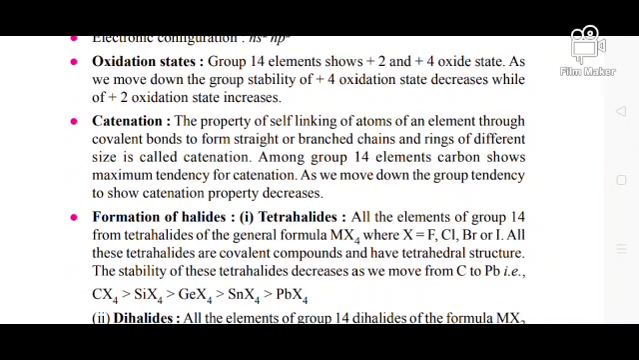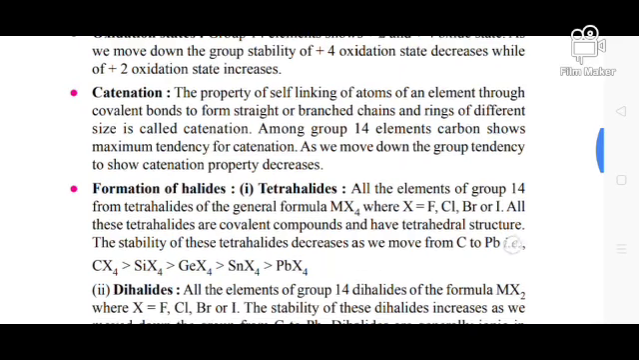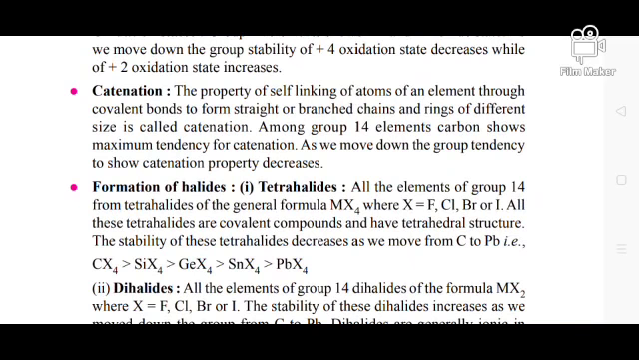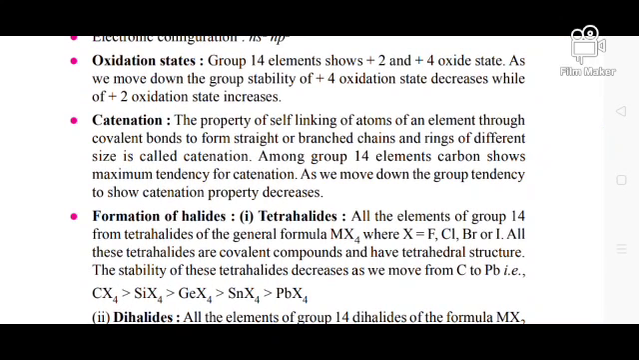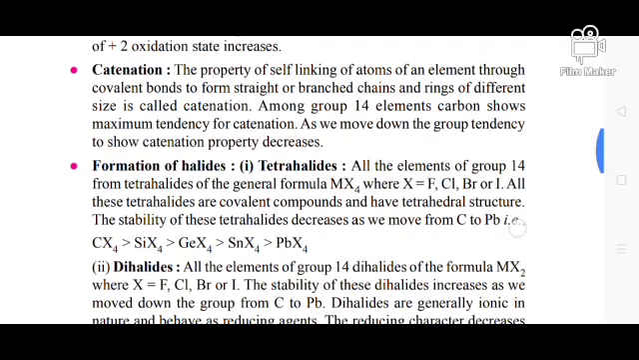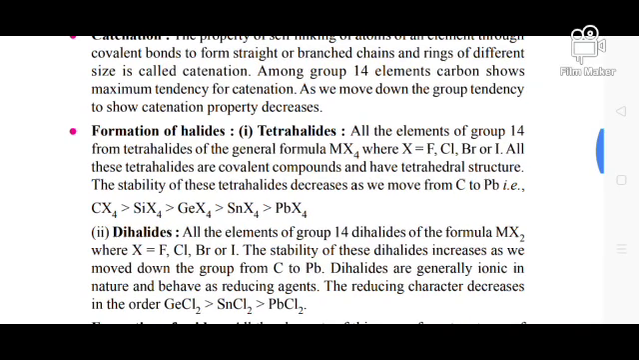As in the carbon we have seen in the organic compounds, the ring of different sizes are called catenation. Among the group 14 elements, carbon shows the maximum tendency for catenation. So here I have already discussed that carbon shows the catenation property. As we go down the group, the tendency to show the catenation property also decreases.